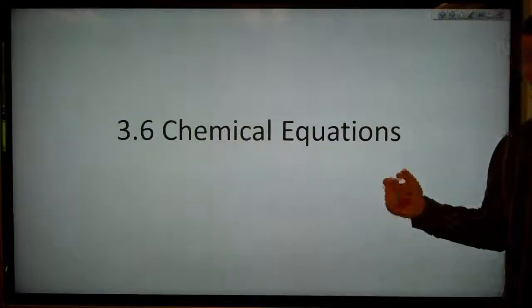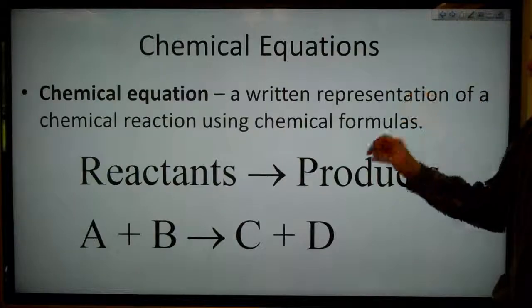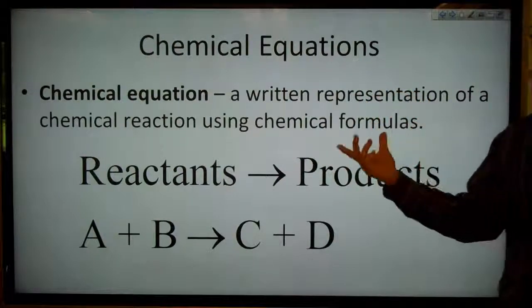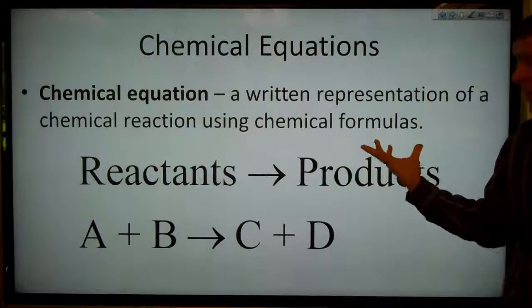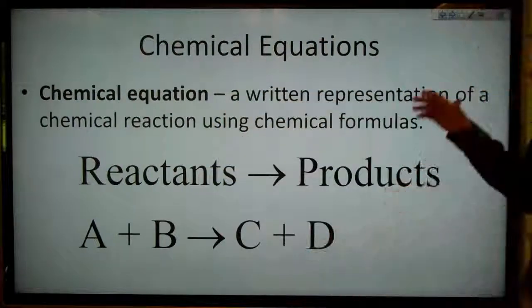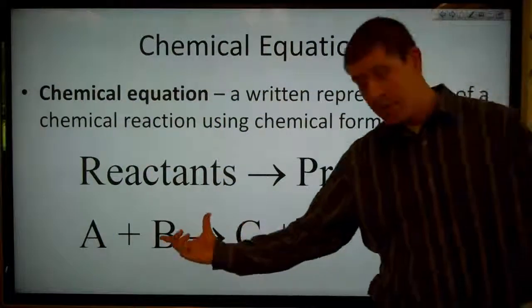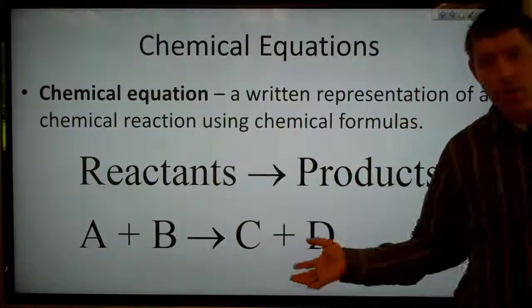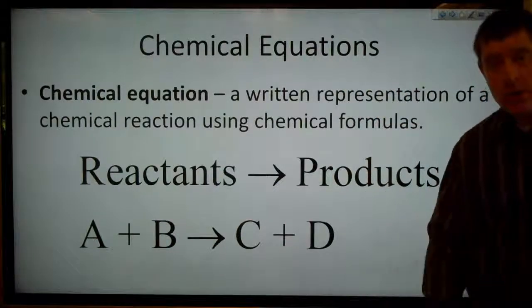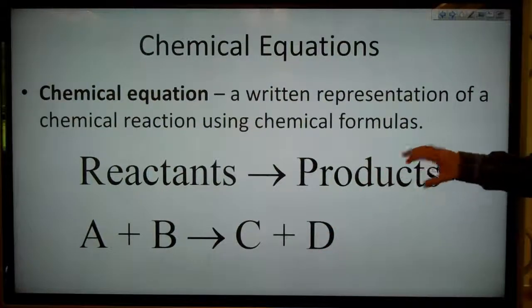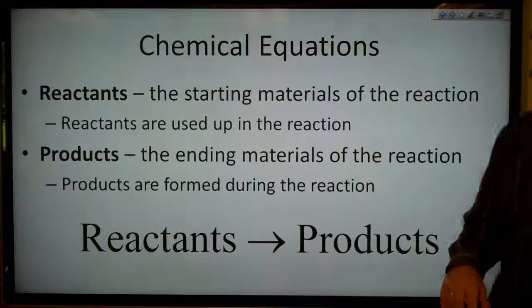Welcome to chemical equations. In a chemical equation, we want a written representation of a chemical reaction using chemical formulas. We have reactants on the left side and products on the right side, so we may write this as something like A plus B yields C plus D, or we might actually write out real compounds or elements there using their chemical formulas or element symbols.